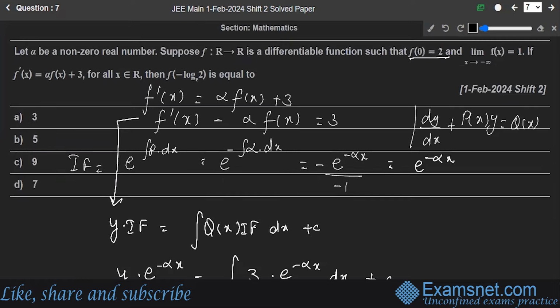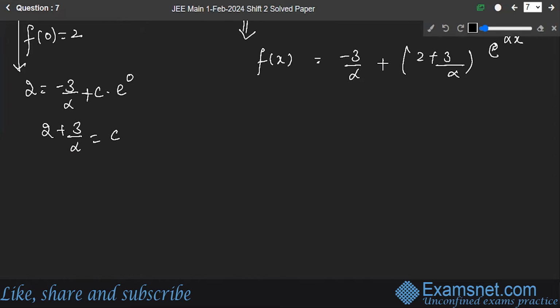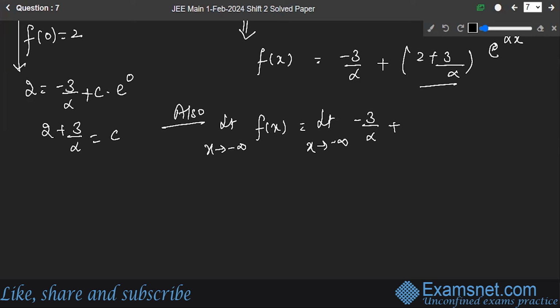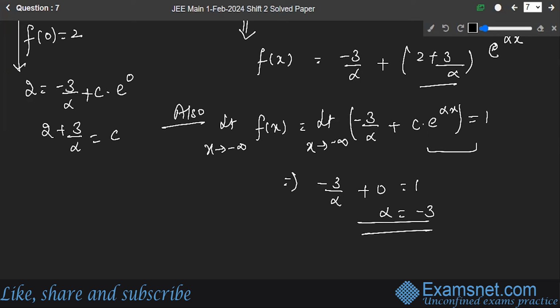Now the second one, you are given limit x approaching minus infinity f(x) equal to 1. Also, limit x approaching minus infinity f(x) is equal to limit x approaching minus infinity of minus 3 upon alpha plus c, I'll put for the time being this equal to c only, e raised to power alpha x, and this is equal to 1. So this will be minus 3 upon alpha plus 0 is equal to 1. This gives me alpha is equal to minus 3. Now this is something contradictory. Alpha can't be negative. How can we say that?